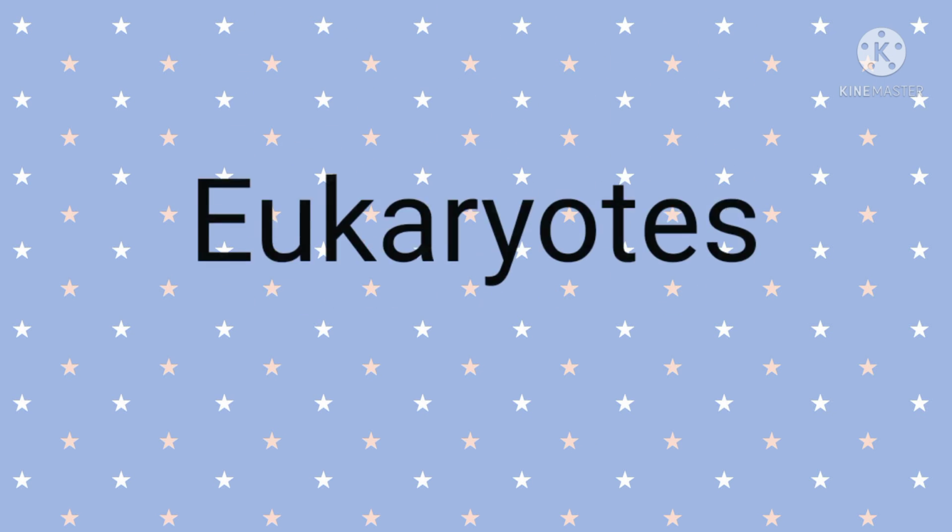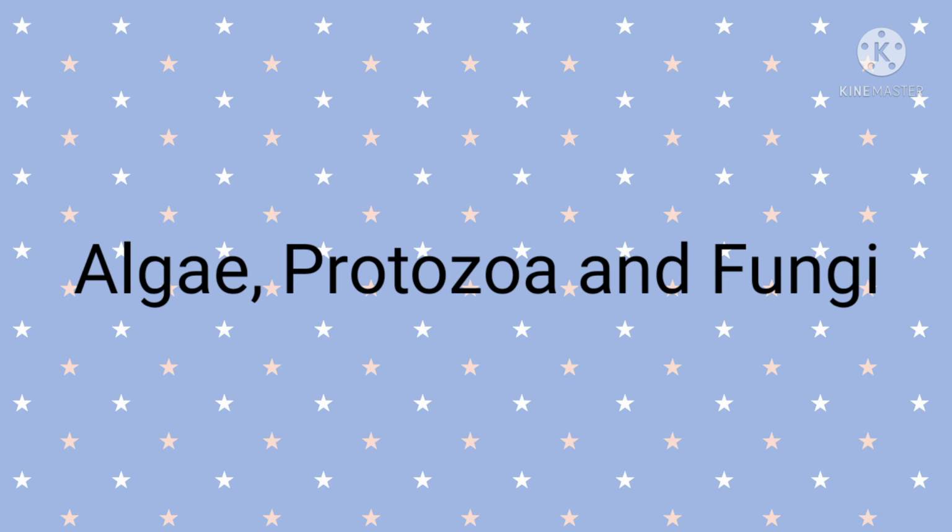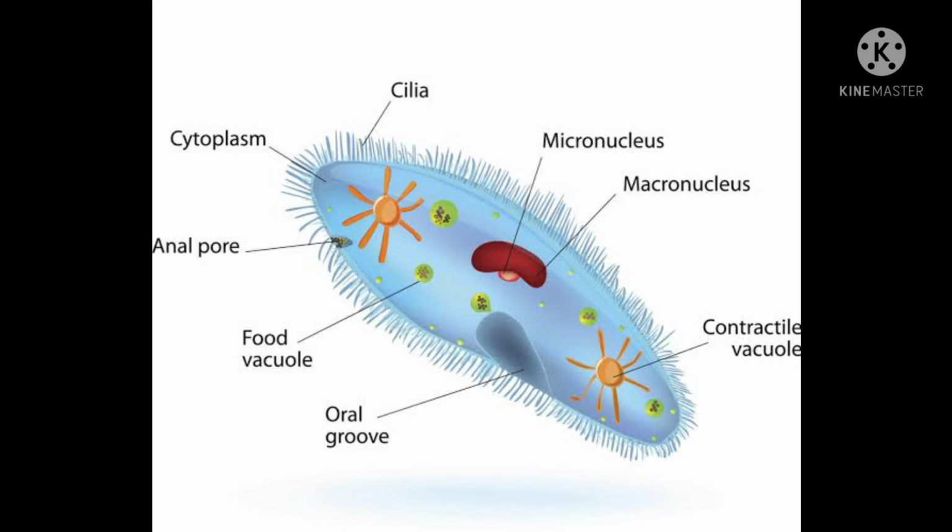Next is the structure of the eukaryotic organisms. The organisms that belong to eukaryotes are the algae, protozoa, and fungi. This is the structure of the protozoa. So as you can see, in this cell, the cell is enclosed in a membrane called the plasma membrane.